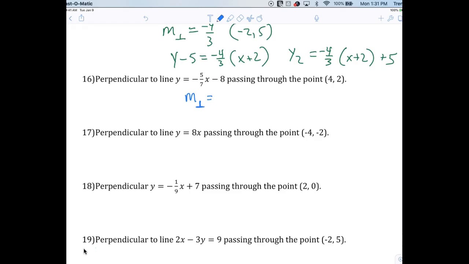What is the slope of the perpendicular line again? 7/5. How did we get that? Because we found this slope, which was -5/7, and then I took the negative reciprocal. If it's negative, it becomes positive, and then all I do is take the reciprocal of the slope. Finish it. Write the equation.